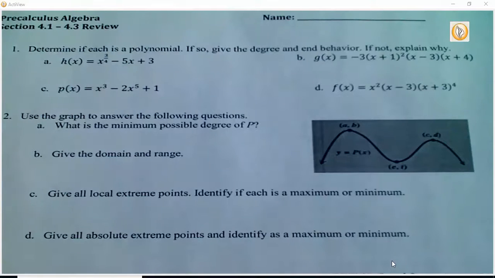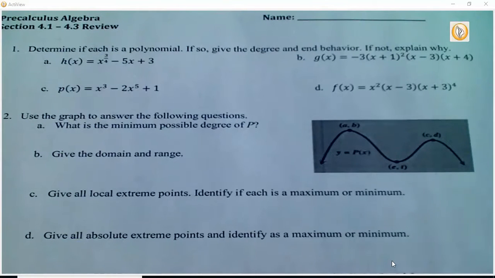Together. In a polynomial, what kind of exponents do we see? Whole number exponents. That means your exponents can never be a negative or a fraction or a decimal, any of those types of things. How do you identify the degree? Highest power, if the terms are added and subtracted together.